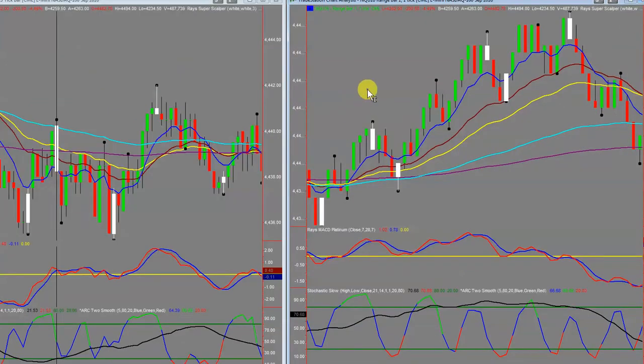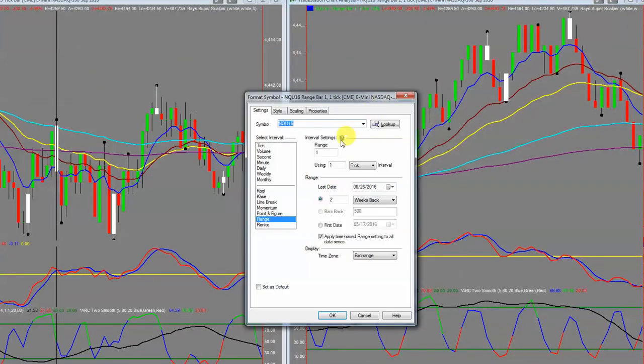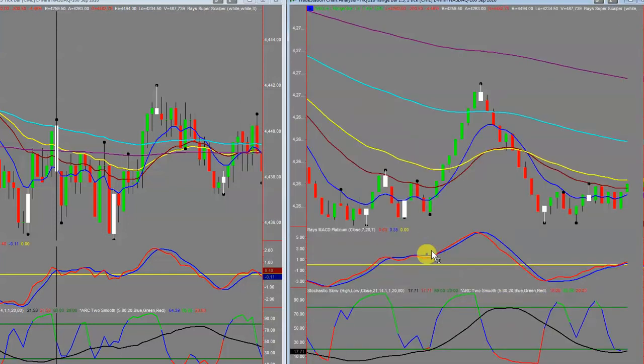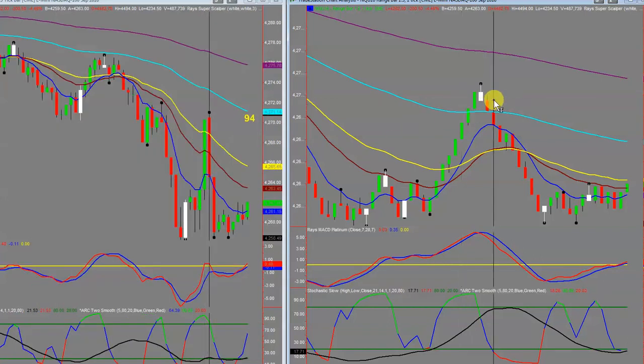So let's just go and have a look at one more here. If we go back, let's have a look at the 1.5 range, which means that each candle is worth $30. So as far as stops go, if we look here, and this is really interesting, traders. If you look at this price action right here now, you can see the 133. Look at the size of these candles.